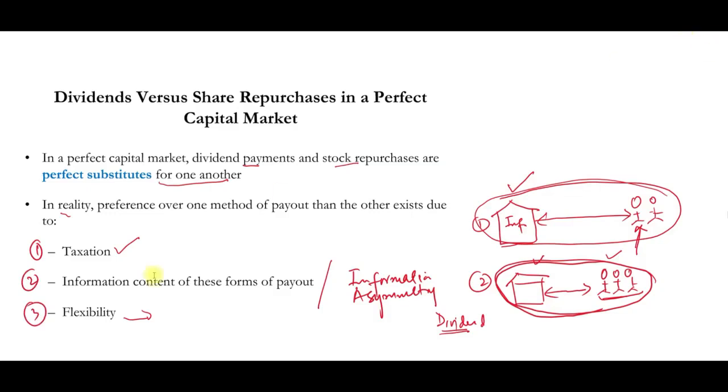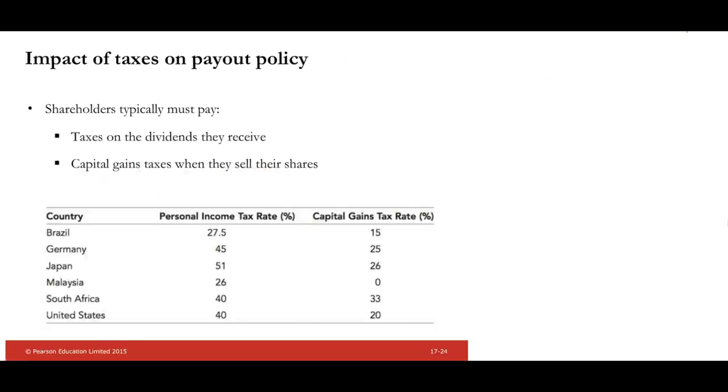And when we include these, the dividends become relevant, like in capital structure. Okay, first effect is the impact of taxes on corporate payout policy. Shareholders must pay, number one, income tax on the dividends they receive, and on share repurchases and purchases of stock they pay capital gain tax.